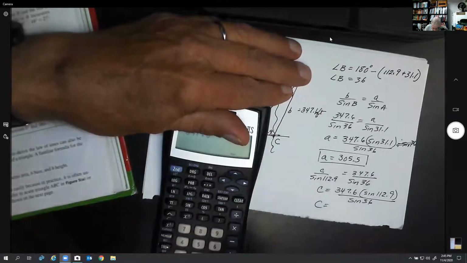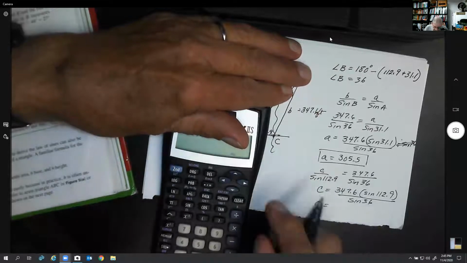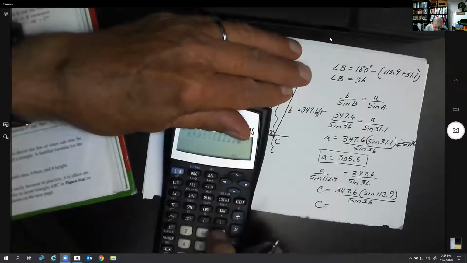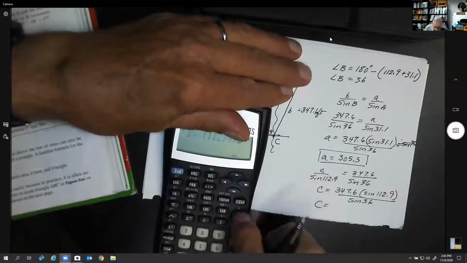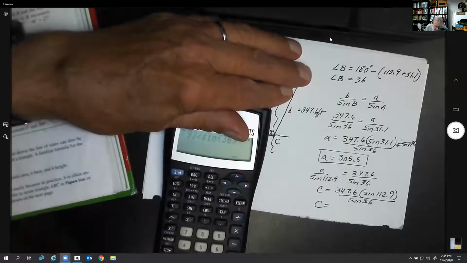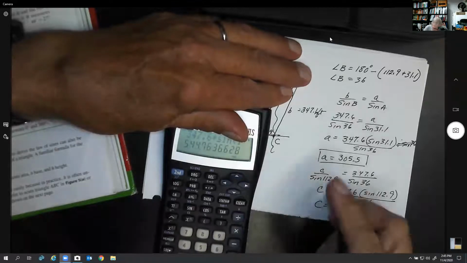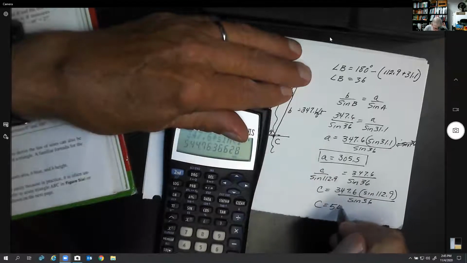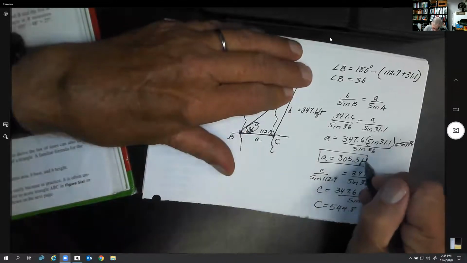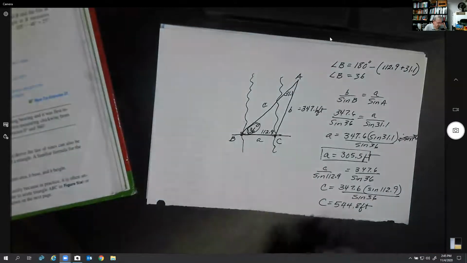It's easier to find the missing angle than the missing side. Sine, a little time consuming, 112.9. Finish the parentheses, divide by sine 36. If you forget this one, it's okay, but get in the habit. 544.8. And of course, we didn't write down the unit, feet. They didn't ask for C, I just did it on my own. This is again C.